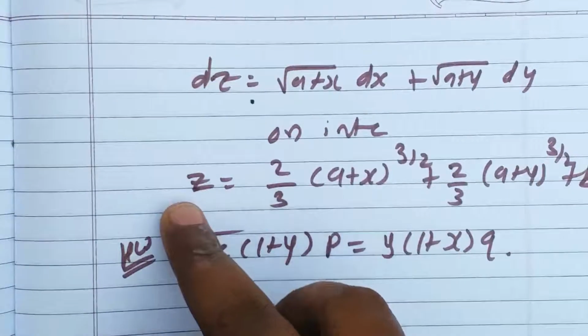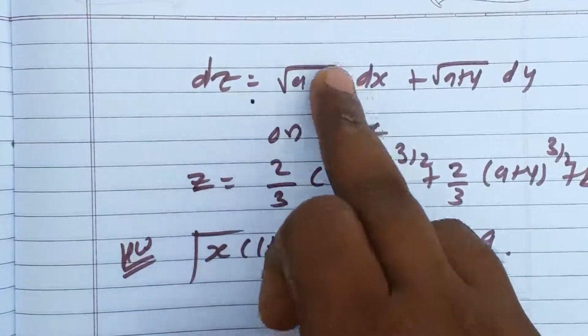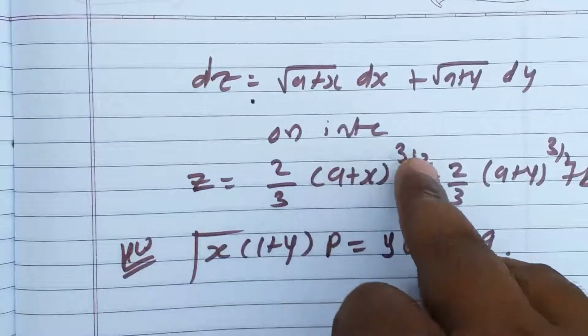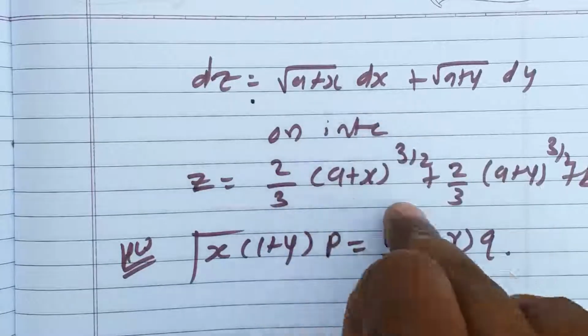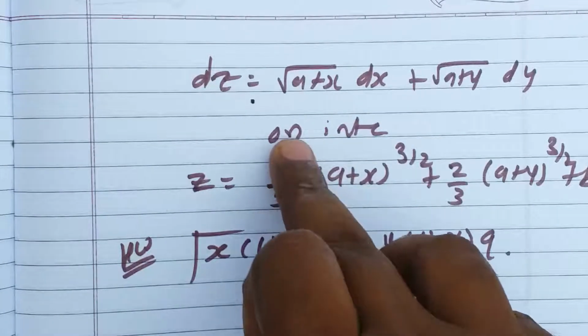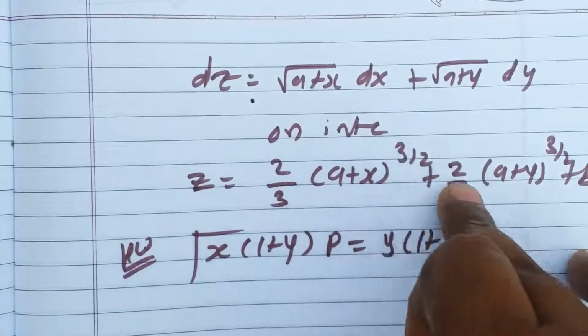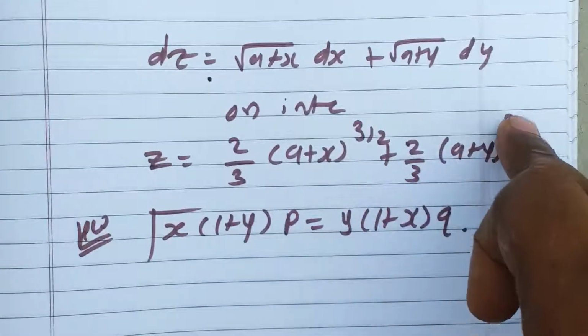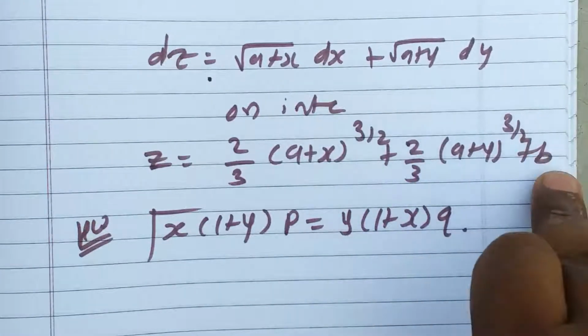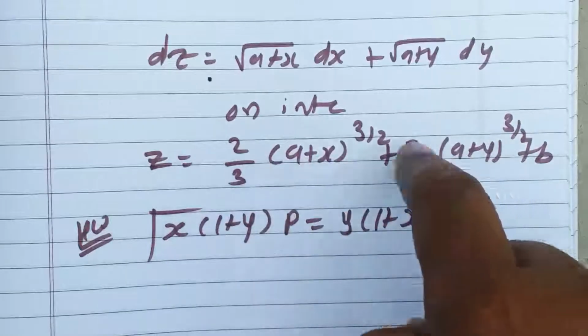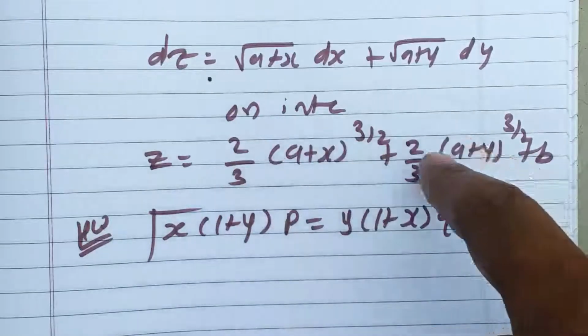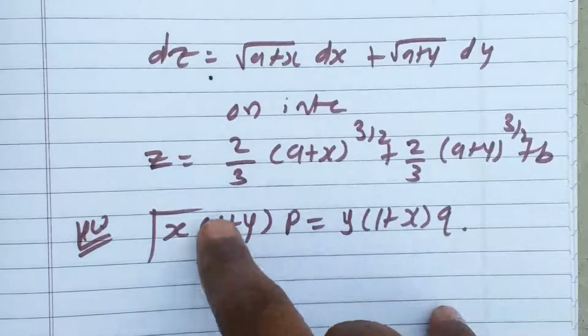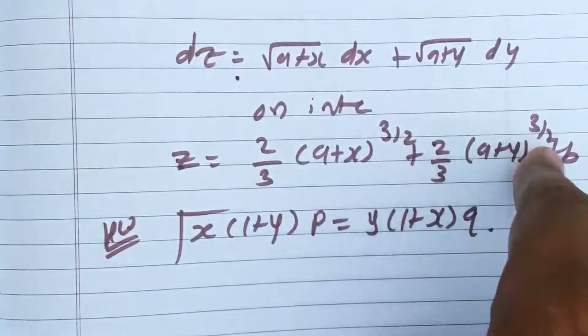Integrate. On integrating, integration of dz is z. This integration we have determined: raised to 3 by 2 upon 3 by 2. So that can be written as 2 by 3 times (a plus x) raised to 3 by 2 plus 2 by 3 times (a plus y) raised to 3 by 2 plus new constant of integration b. So this final answer contains terms of x, y, z and a, b, two constants. So this is the final solution for the given problem.